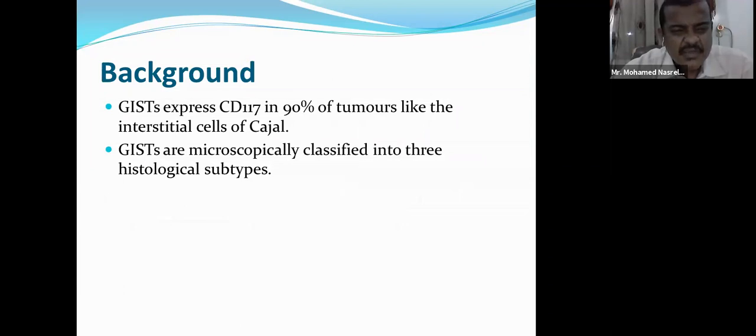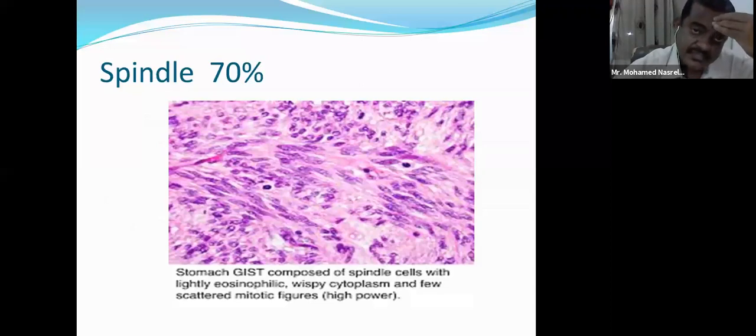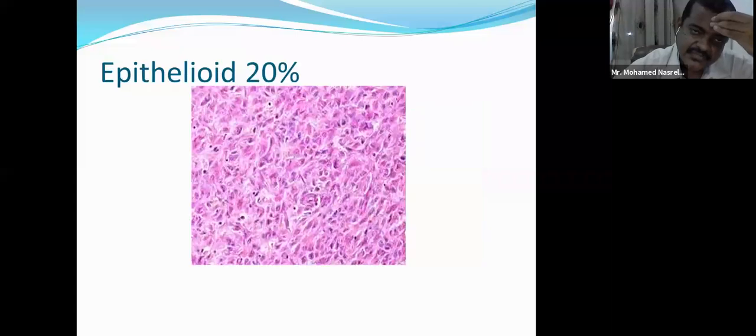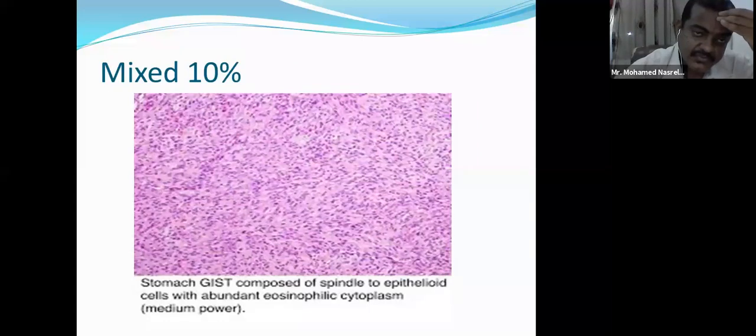GISTs are microscopically classified into three histological subtypes: spindle cell in 70% of cases, epithelioid in 20%, and mixed in 10% of tumors. So they have different cell shapes: spindle, epithelioid, and mixed spindle and epithelioid tumors.